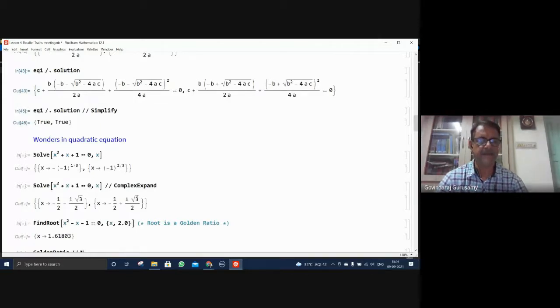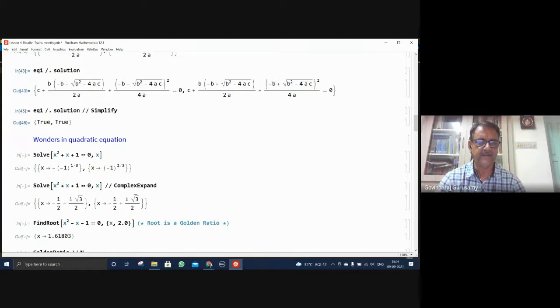Next is wonders in quadratic equations. We're going to see something great. So you have a typical x square plus x plus 1 equal to 0. I want to find the solution to this. This is going to be minus 1 to the power 1 by 3, then this is minus 1 whole power 2 by 3. You know what it is?